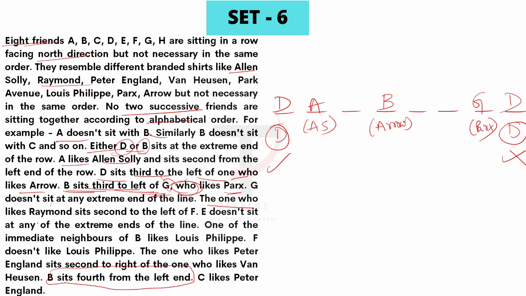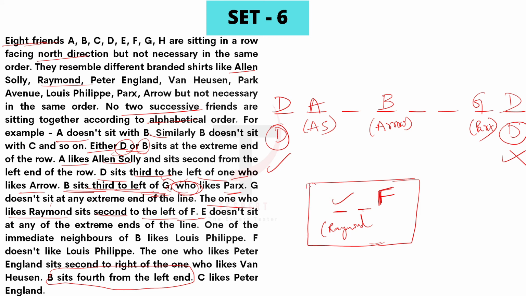The one who likes Raymond sits second to the left of F. So if we place F here, then this is the first left of F and this is the second left of F, and the person who comes at this place likes Raymond. So we shall place this under a block. Why? Because the places of F and this person are not interchangeable, right? They are fixed. So let us block it.